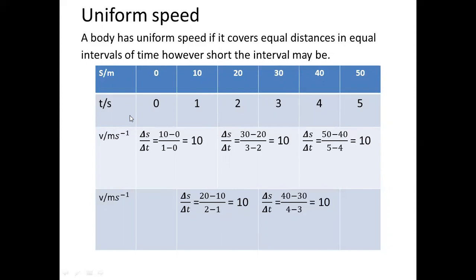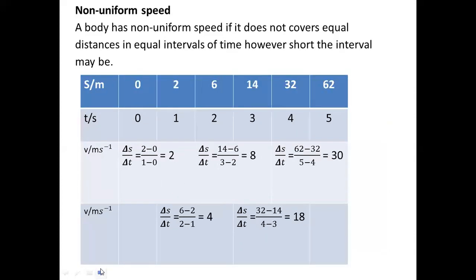So a body is said to have uniform speed if the body covers equal distance in equal intervals of time. That is, the distance is increasing by an equal amount after each second. So after every second, the distance is increased over here by 10 meter. In this case, the speed will have the same value throughout. And if the speed has the same value throughout, it is said to be uniform speed.